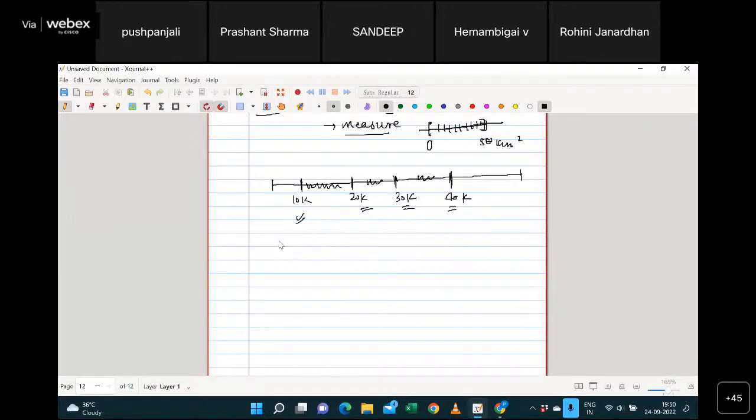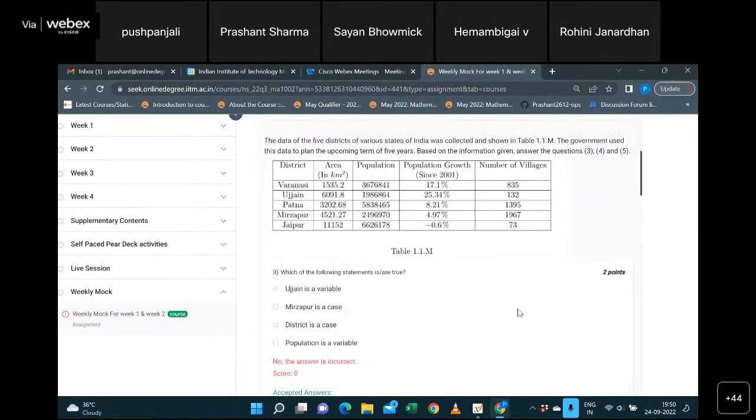It's a simple thing, number of villages. I can count the number of villages: 1 village, 2 villages, 3 villages, 4500 villages. So I can count the things, right? I have a data set here, 1 village, 2 villages, 3 villages. It cannot take any value between these two, right? That's why it's discrete. Is that clear now? Okay, sir. Thank you, sir.